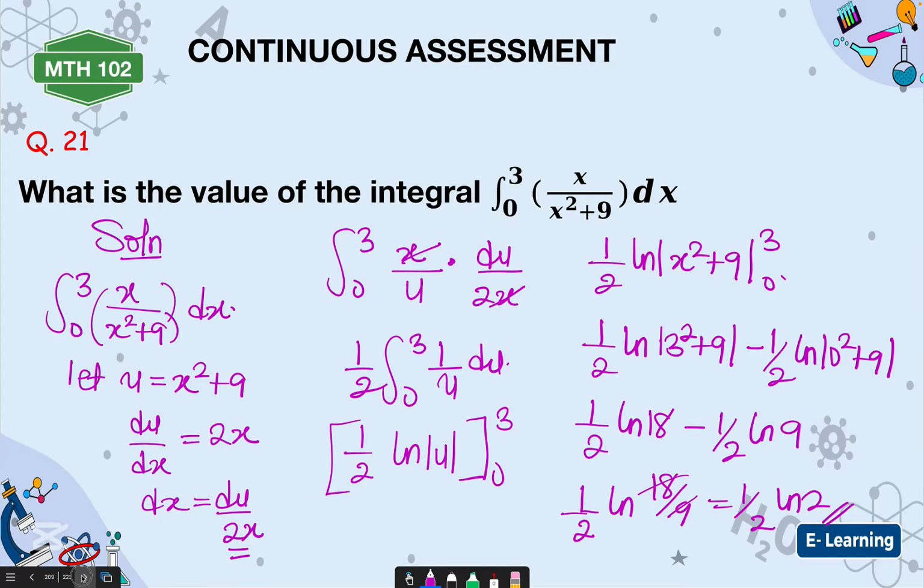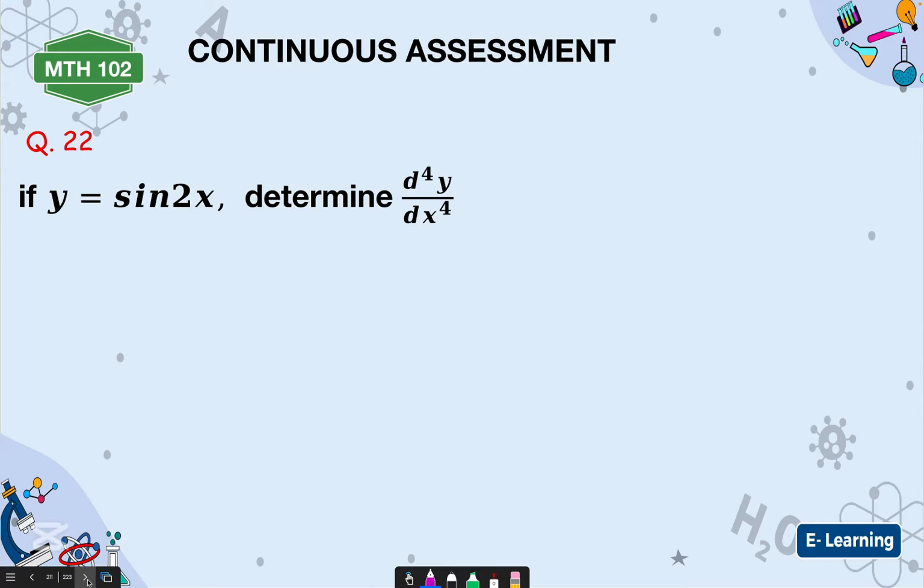All right, let us see the next one. The next one says, determine d raised to the power of 4, the fourth derivative of sine 2x. How do we determine the fourth derivative of sine 2x? It's a very simple thing. First of all, y is what? Sine 2x. The first derivative, y prime, will be what? Differentiate 2x, which will give us what? 2 cos 2x.